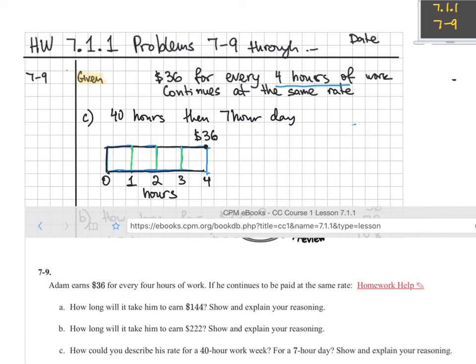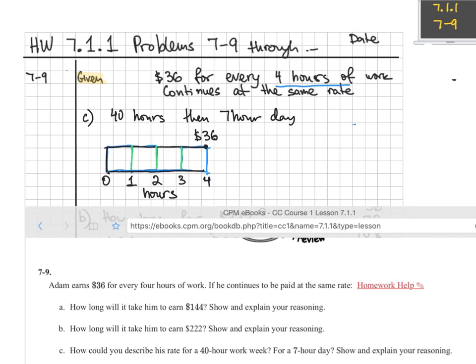Now, to get to 40 hours, I could just say, from 4 hours, I can multiply by 10 and that gets me the 40 hours. So you could do that. You can find the answer on your own. I wonder if you could figure out how to do the 7-hour. So here's an idea. Pause the video and try first.